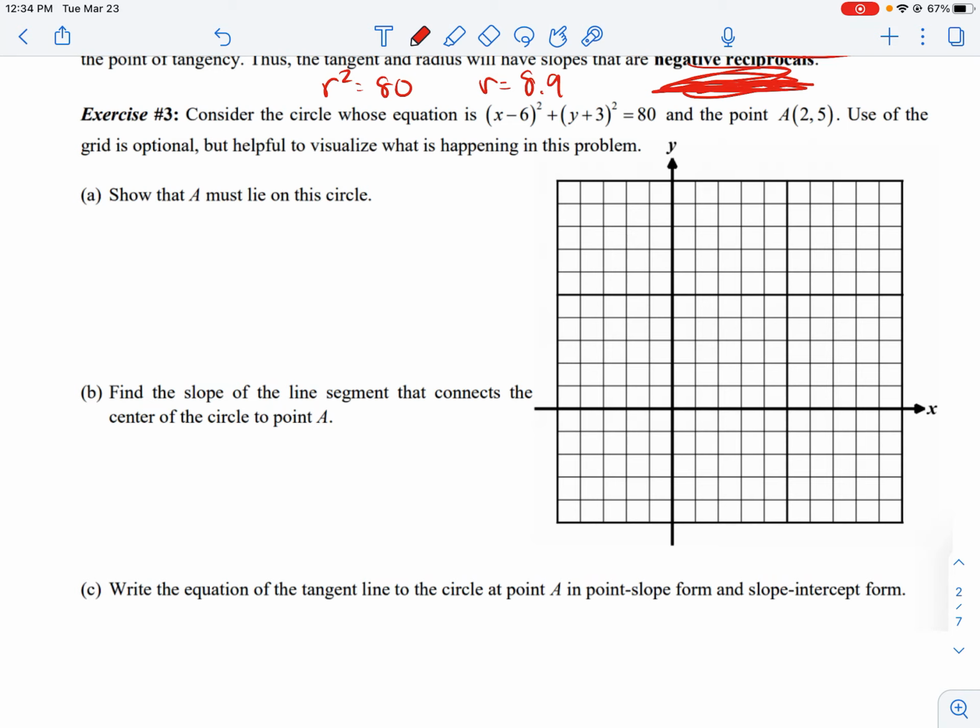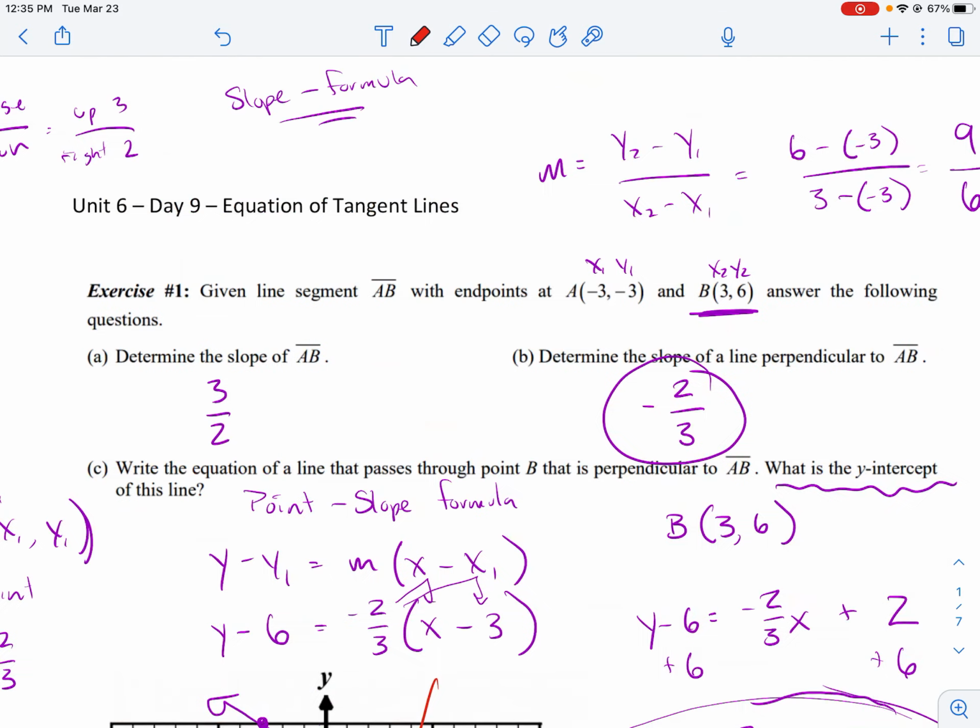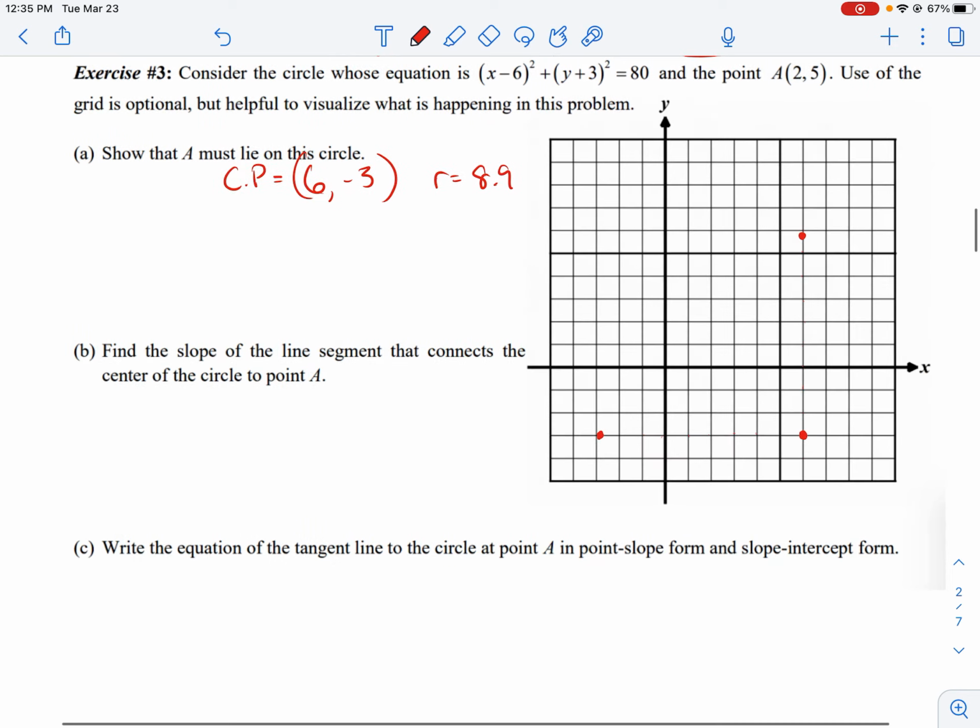So our center point is 6, comma, negative 3. And our radius is 8.9. So 6, comma, negative 3. And our radius is 1, 2, 3, 4, 5, 6, 7, 8. Right there. 2, 3, 4, 5, 6, 7, 8. Right there. And that's about all of the circle we're going to see.